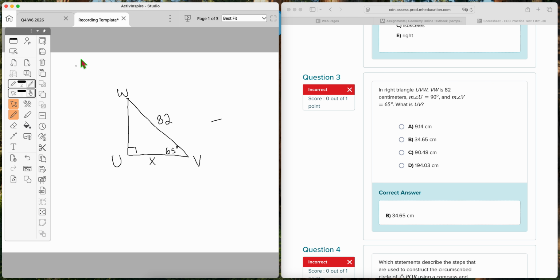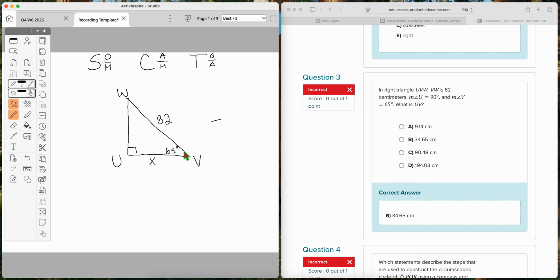So let's remember the three trig functions. We have sine, which is opposite over hypotenuse. We have cosine, which is adjacent over hypotenuse. And we have tangent, which is opposite over adjacent. You figure out which of these to use by looking at the angle they gave us. I know you could figure this angle out over here. It's unnecessary, but you could do that if you want to. To make things easy, I'm just going to use the angle they gave us.